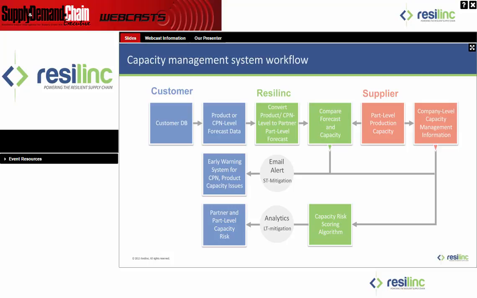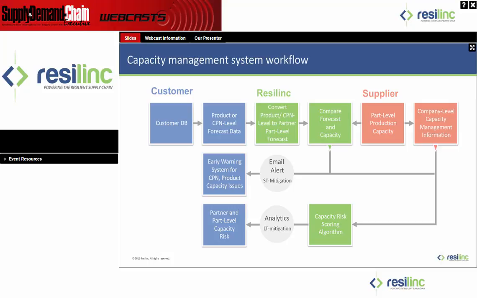Our system uses your approved vendor list to reach out to your suppliers and collect capacity-related information from your suppliers. Our system also converts your forecast to a manufacturer part number level forecast. Then it takes your manufacturer part number level forecast and compares it against the capacity information that we have collected from the supplier. Should there be a mismatch, either immediate or in the future, the system generates a notification which lets you know ahead of time that there is a potential mismatch between supply and demand in the future.